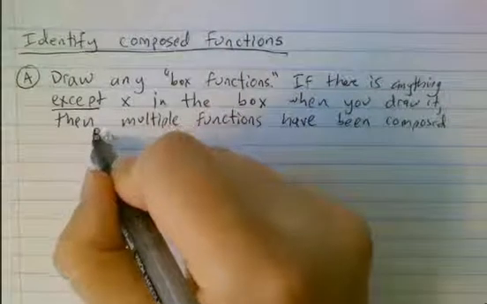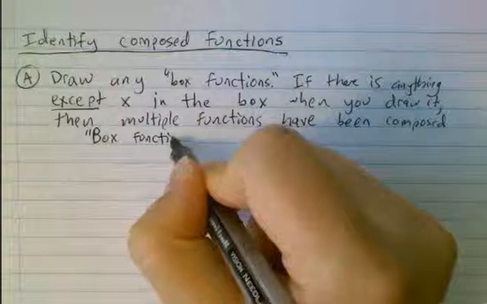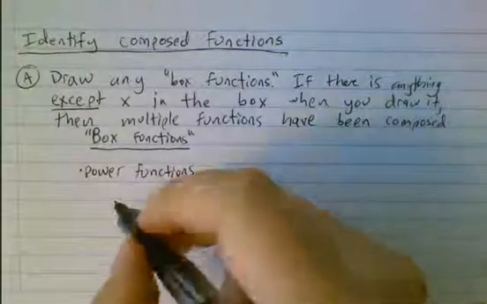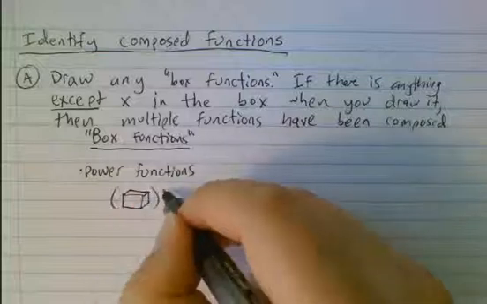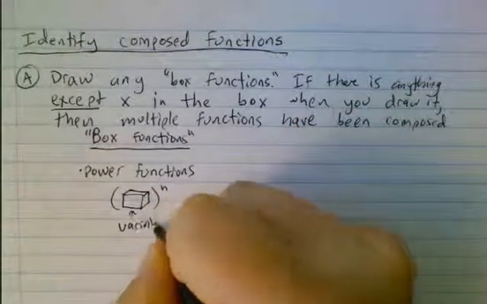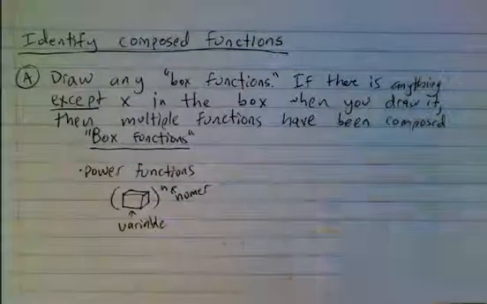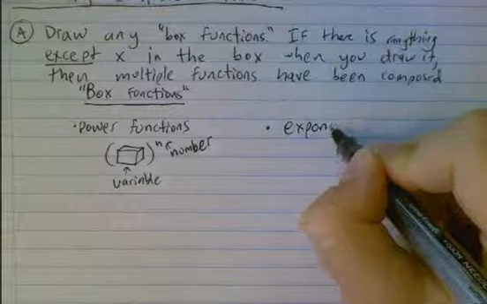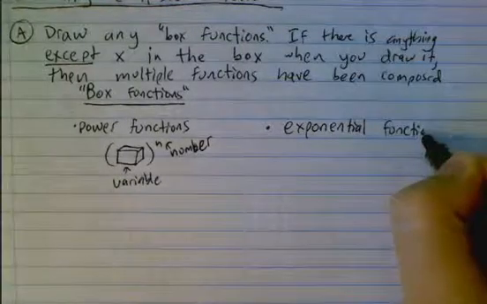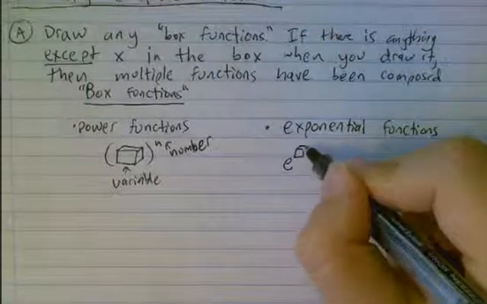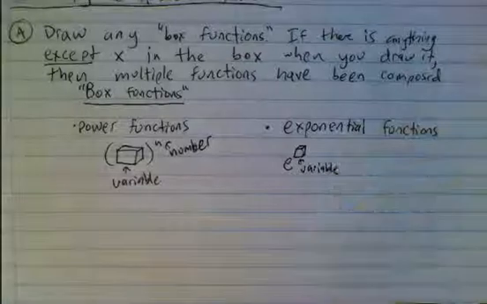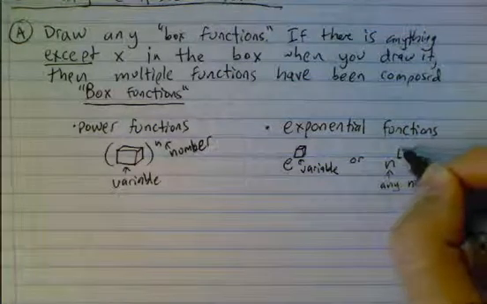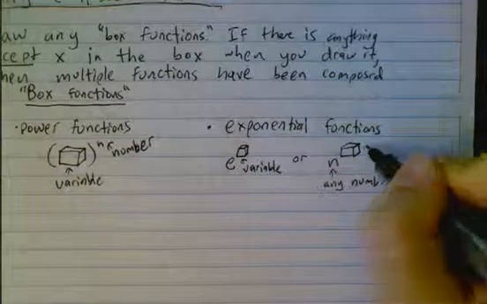So here are the box functions. They are power functions, that's anything raised to a power, so the variable is right here. This is any number. Also exponential functions. So that's e, there'd be a variable in here. That's the most common one, or really any other number. But the key thing is that there's a variable in the exponent.